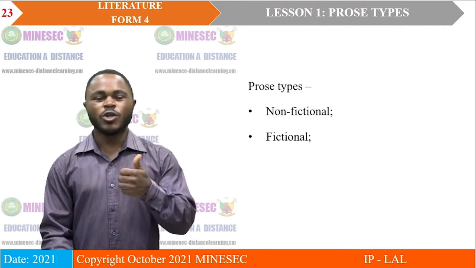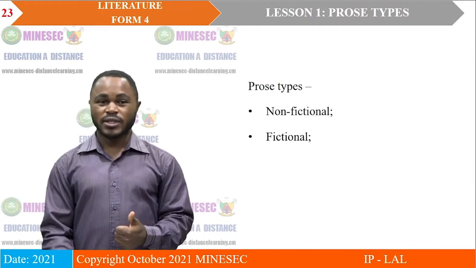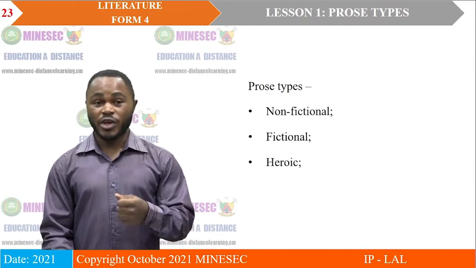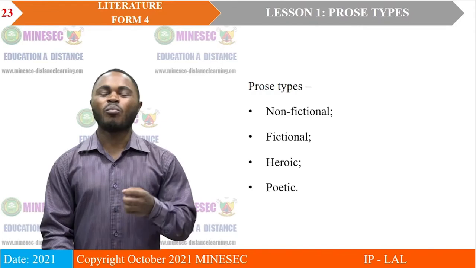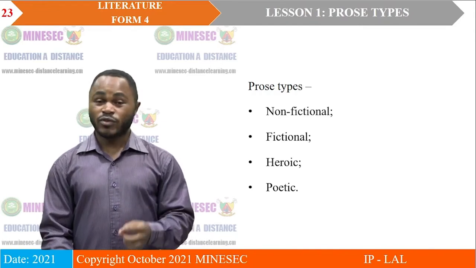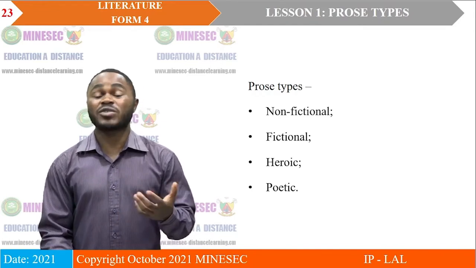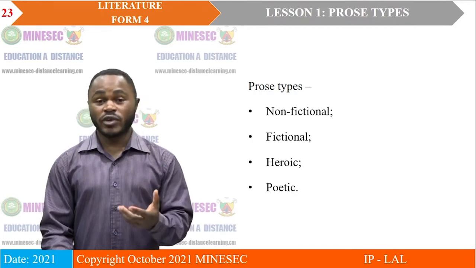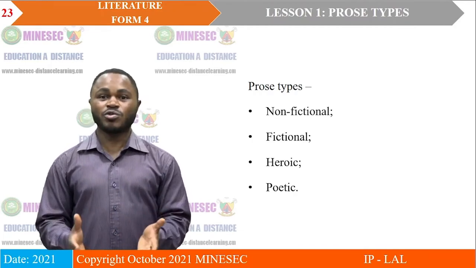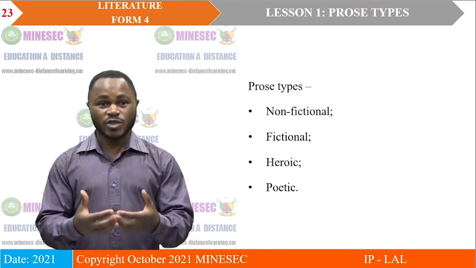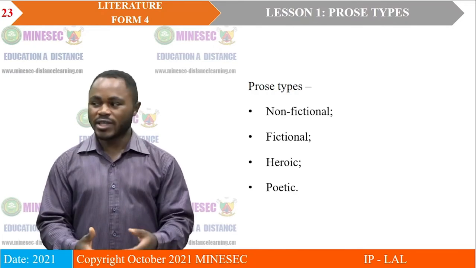The first being non-fictional prose. The second being fictional. We have heroic prose. And we also have poetic prose. And of course, the names in some cases are self-explanatory, because if prose is not fictional, it means it is historical. It is based on stuff that actually happens or actually happened.